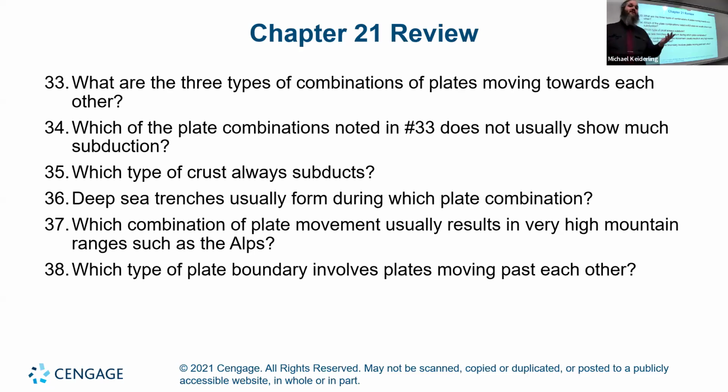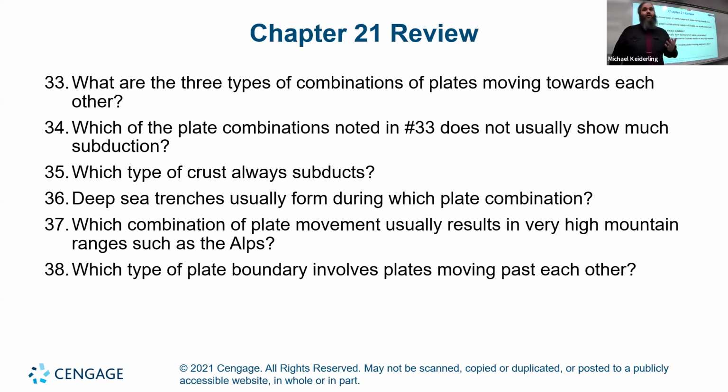Because in general, for subduction to occur, you need the thinner, denser oceanic plate to sink. So when two oceanic plates come together, one of them will sink. When an oceanic plate meets a continental plate, the oceanic plate will sink under the continental plate. But when two continental plates meet each other, they're too light and thick for either one to sink, so they just pile up. The type of crust that always subducts is oceanic crust.